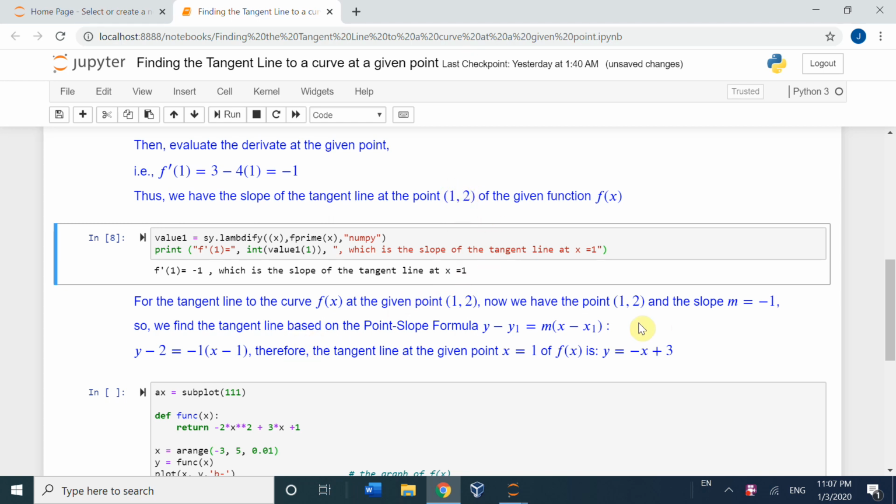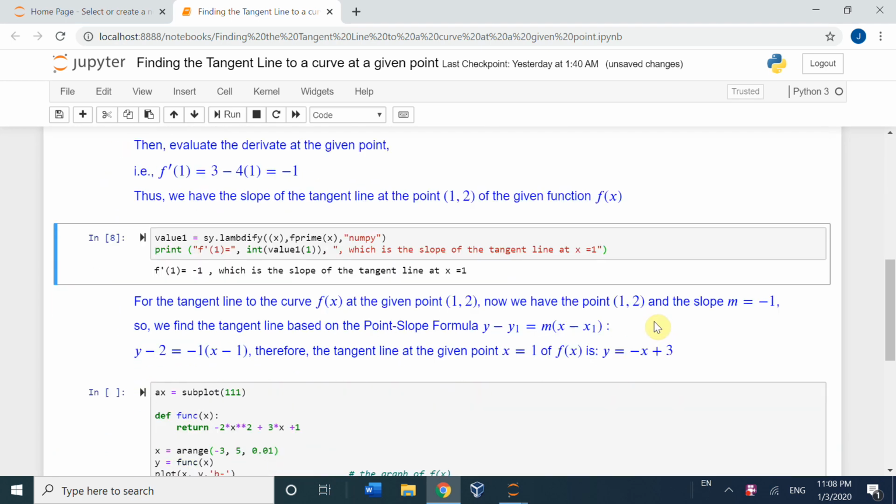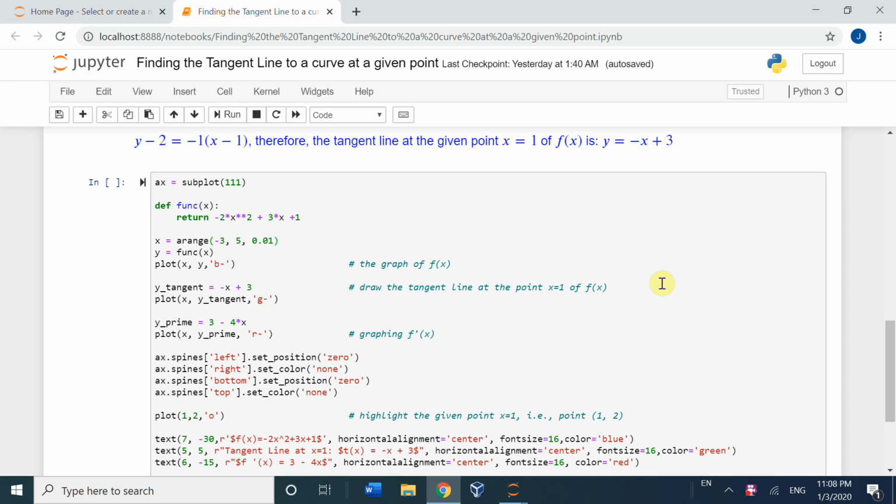So now we have the point. This point (1, 2) is not only on the given original function, but also on the tangent line. And we get the tangent line, the slope is negative 1. Based on the point-slope formula, we could get this tangent line, this linear function, is y equals negative x plus 3.